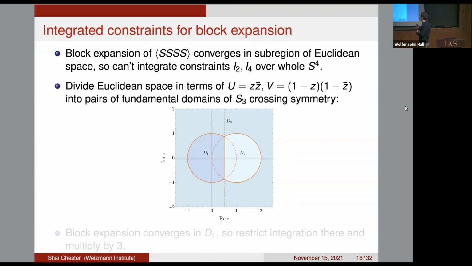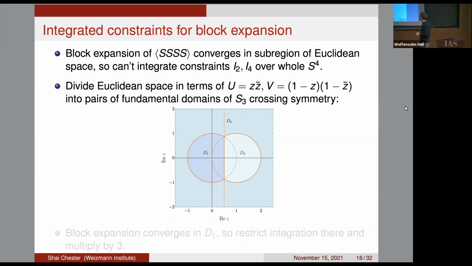And so the way you avoid this technical difficulty is that, first of all, let's consider these variables z and z bar, which we define in terms of the conformal cross ratios u and v. And then let's divide the full Euclidean space into fundamental domains under crossing symmetry. So every 4-point function has crossing symmetry because you could just permute the operators, and in Euclidean space, the 4-point function remains the same. And so because you have 4 operators, that means you have an S3 crossing symmetry. And you only need to look at one fundamental domain under that crossing symmetry because all the other fundamental domains are just identical and they can be related by crossing.